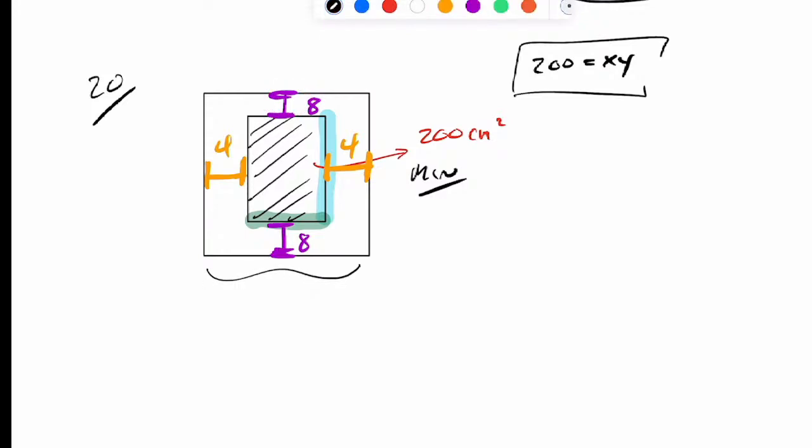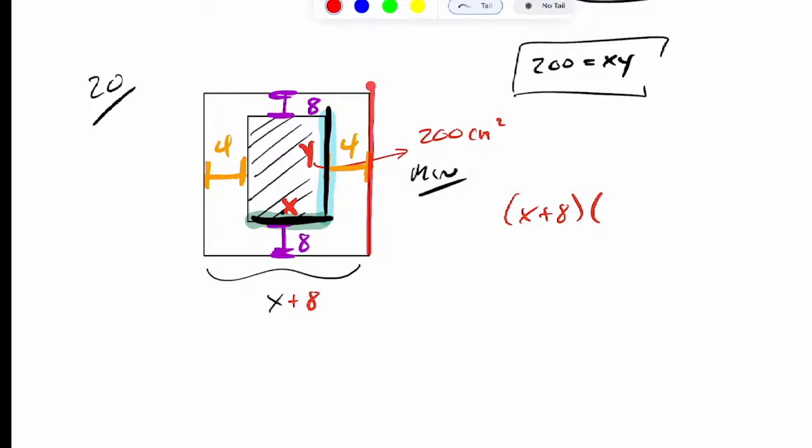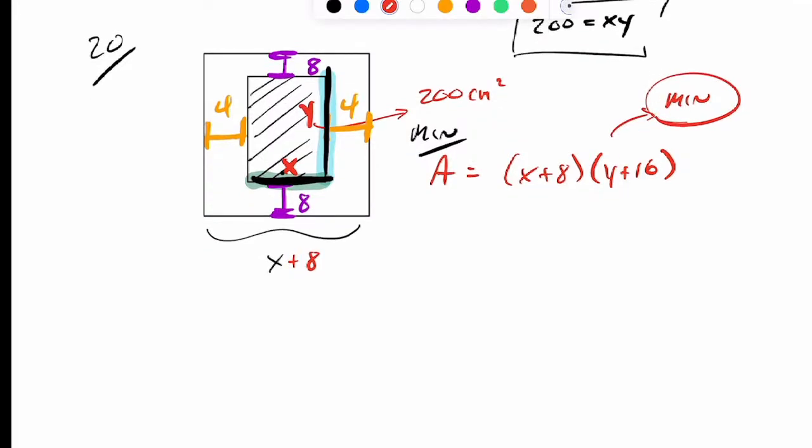So what I want to minimize: this length here is going to be x. I'm labeling this as x. I'll label this with an x. And then this is getting a bit messy in here, but I'll label that with a y. So therefore this length here is x plus 4 plus 4, so this will be x plus 8. And this length here will be y plus 16. And this is my area. This is what I want to minimize. So I want that to be minimum.